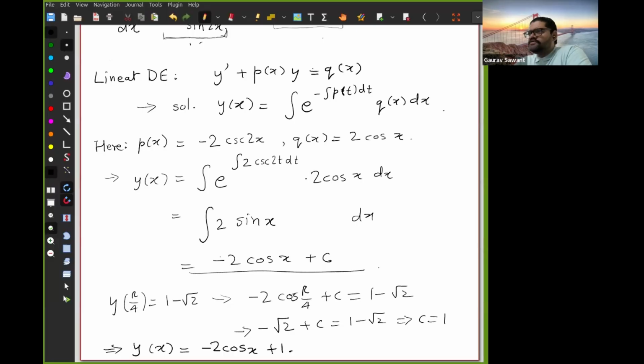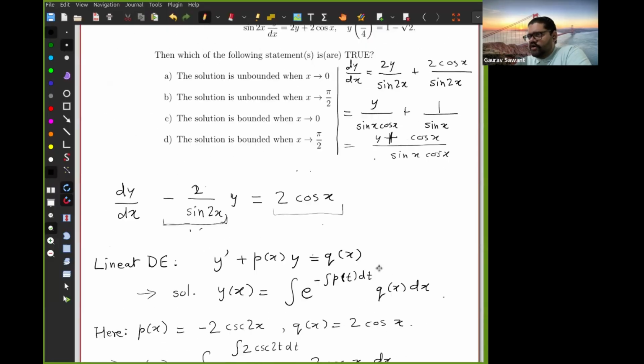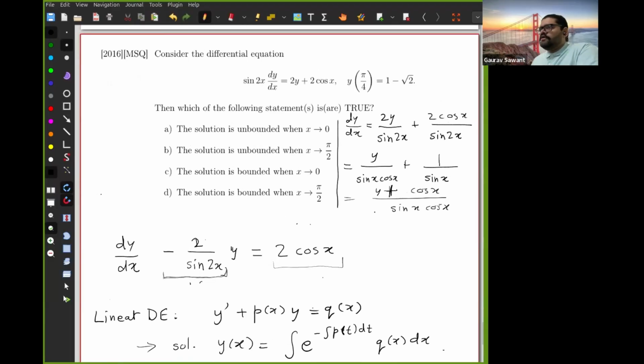Okay, now let's go to the options and see what is going on. Recall our solution is y equal to minus 2 cos x plus 1. Then one can clearly see that this function is bounded. So this first option is gone. It is bounded throughout, so there are no issues here. And then I will have a bounded solution as x goes to 0 and x goes to pi by 2, because this is the thing.